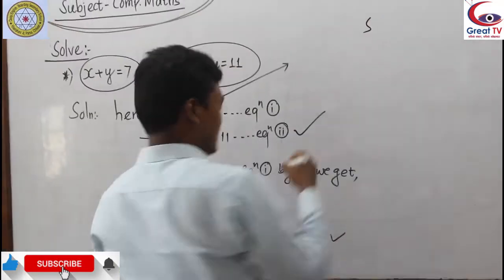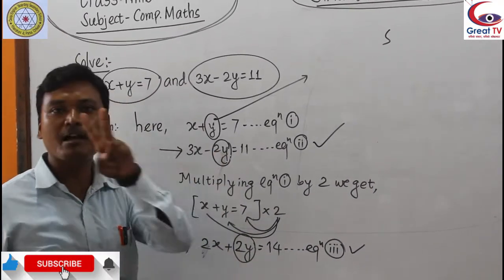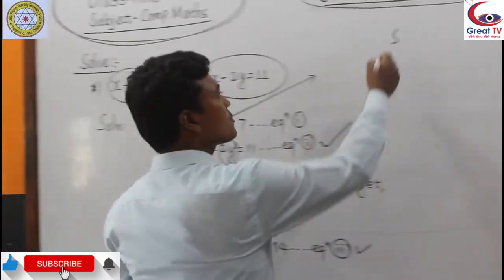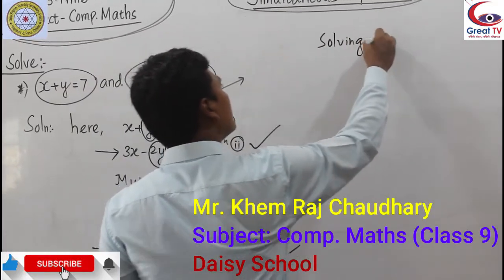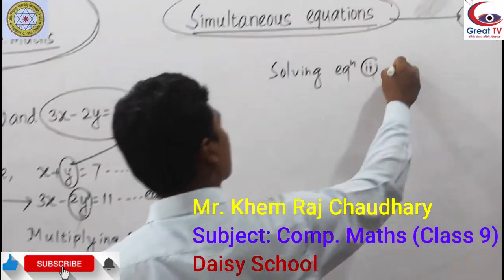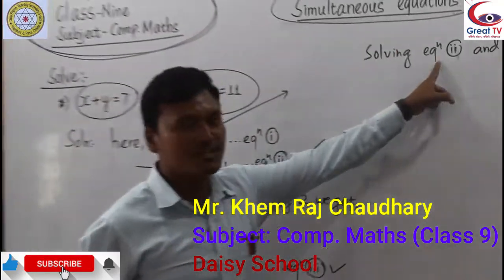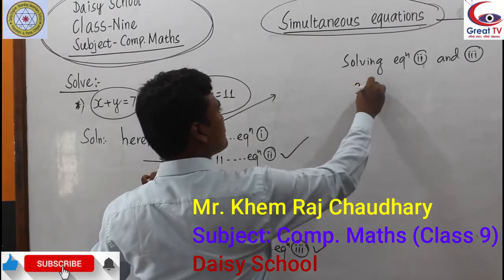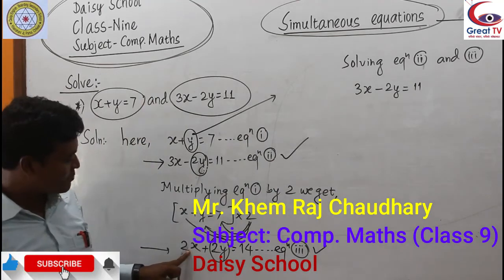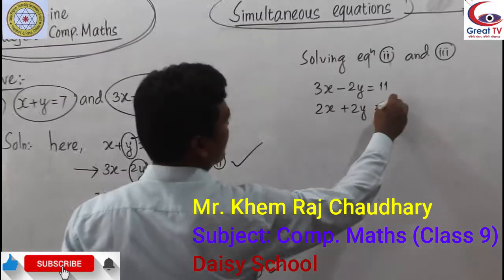So solving, we are eliminating y from the two equations, because the coefficient of y is the same. Which two? One is equation second, the other is equation third. So these two we have to solve. Solving equation second and third. Equation second: we have 3x minus 2y equals 11. Third equation: here we have 2x plus 2y equals 14.